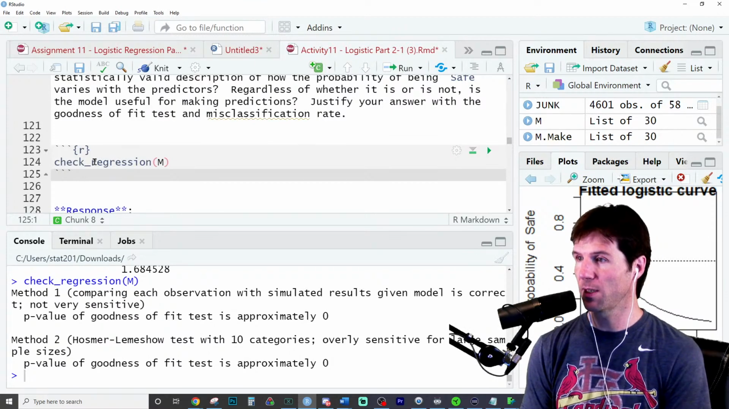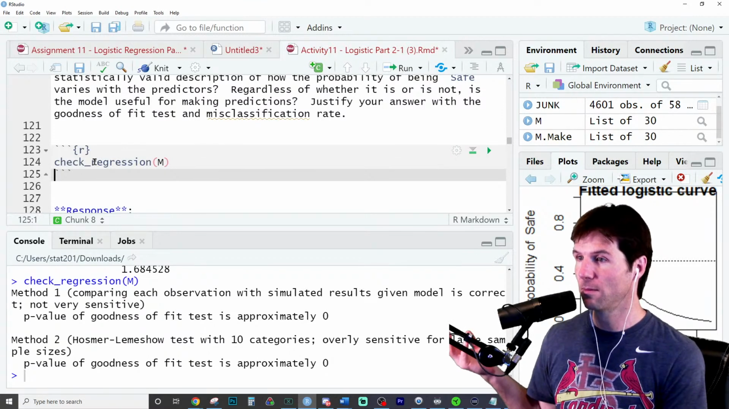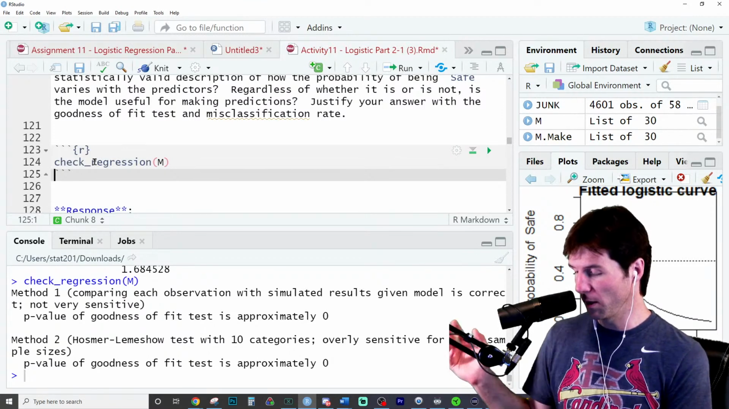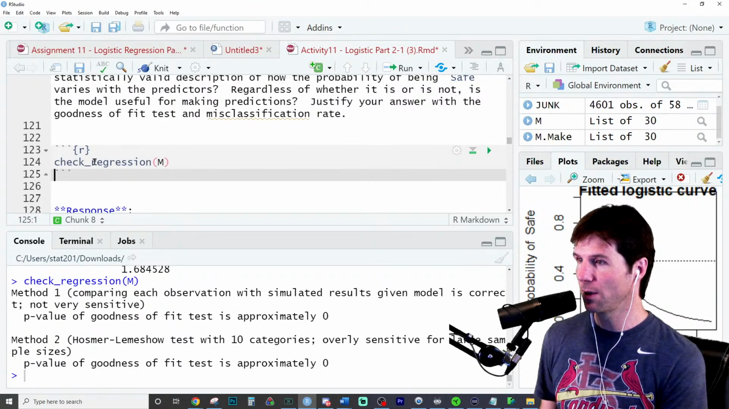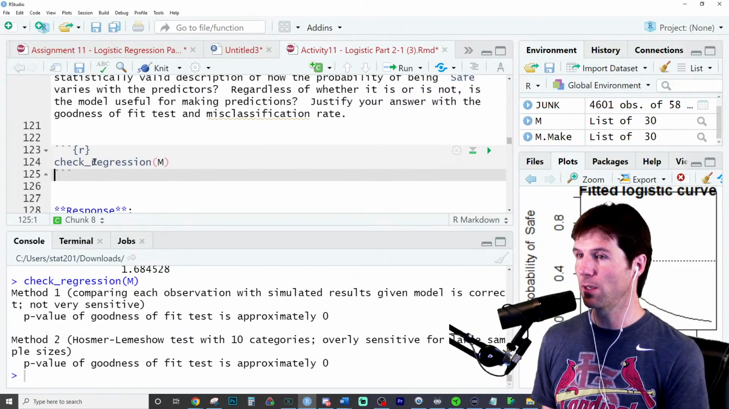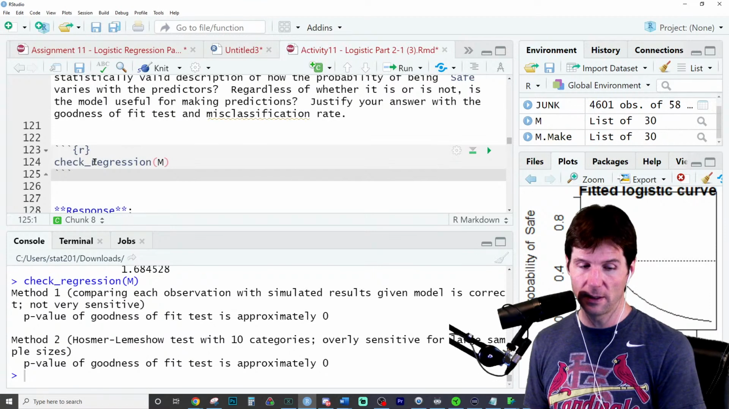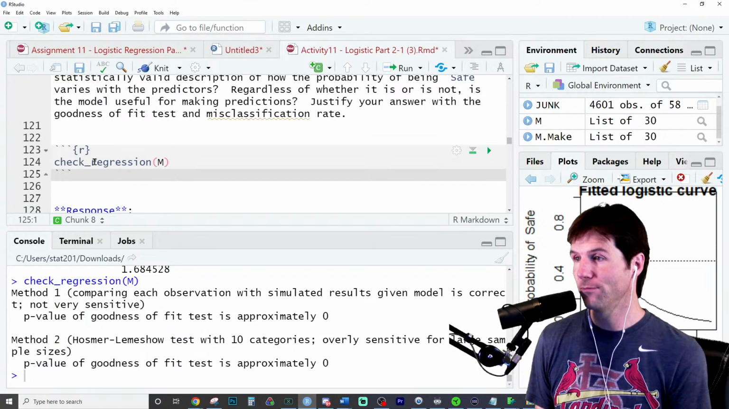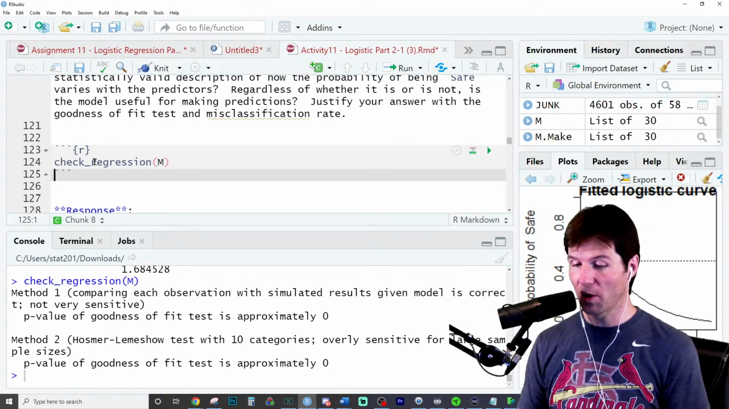does the model provide a reasonable reflection of reality? No. This is bad. No. We failed the check regression. You don't want the low p-values here. So this is not good. But the model makes pretty good predictions.